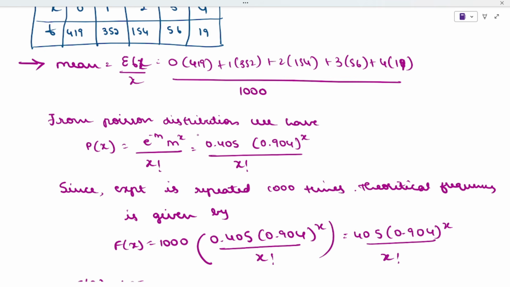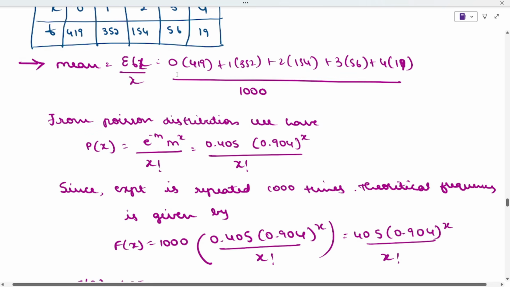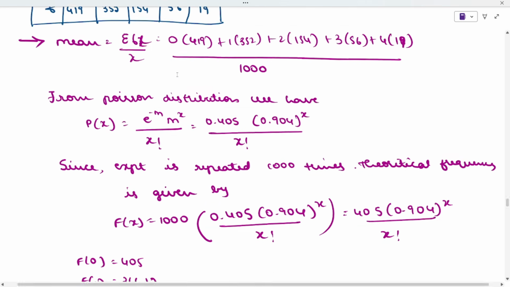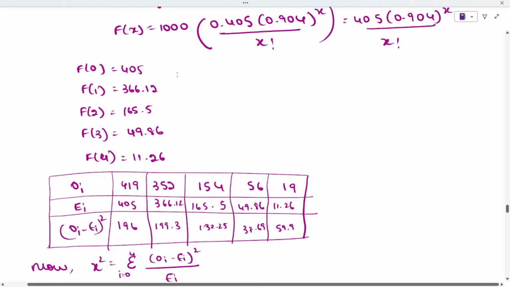Now you will get it, now you have to do according to Poisson distribution. E power minus m, m power x divided by x factorial is the Poisson distribution formula. I hope you remember. Next, if you substitute the values, you will get e power minus m is 0.405, and 0.904. Next is divided by x factorial. Now for the value of x, you substitute 0, 1, 2, 3, 4, and you will get the value.